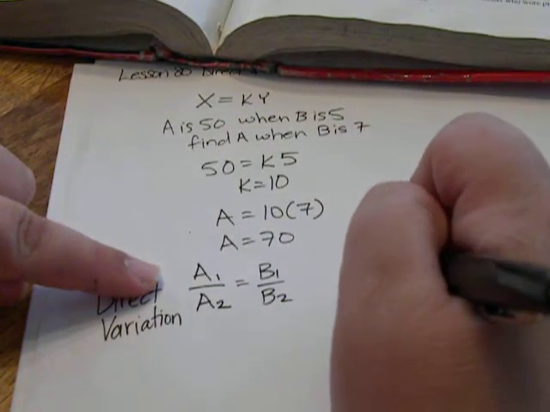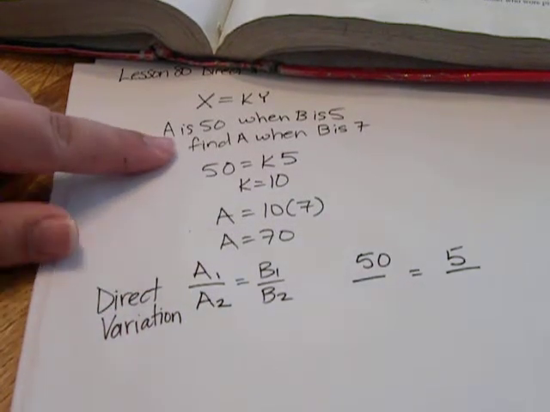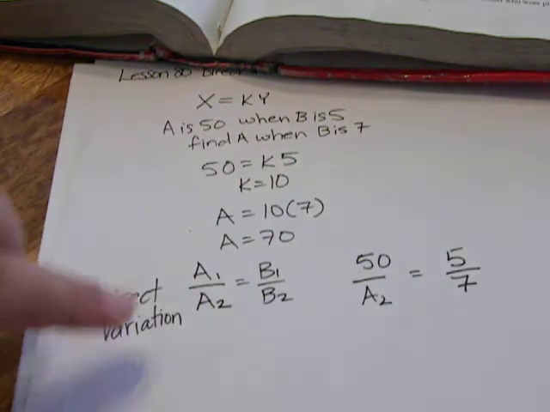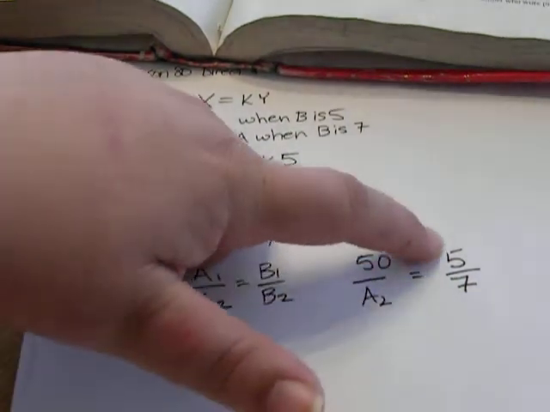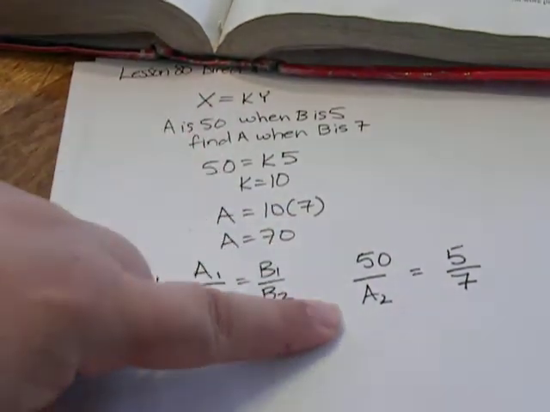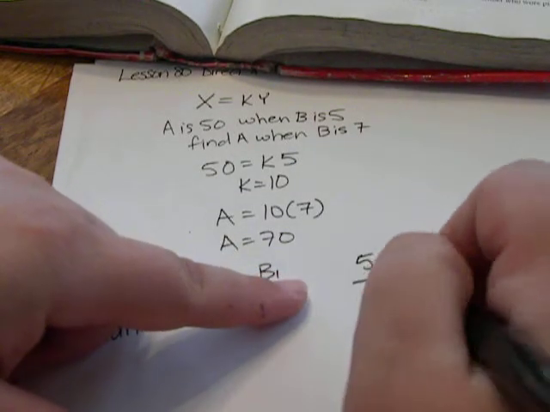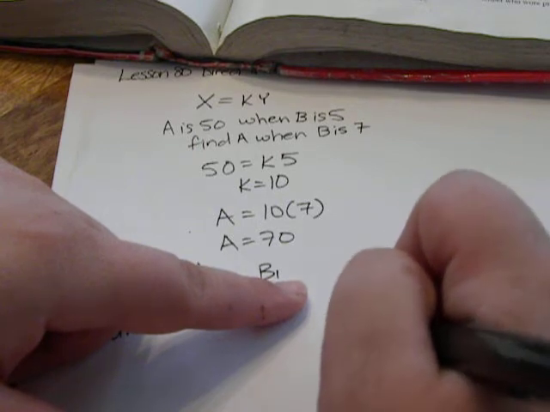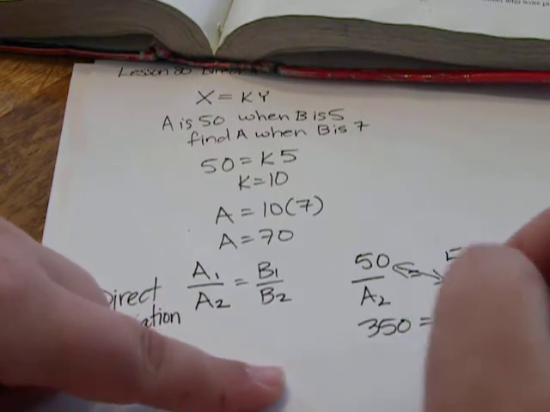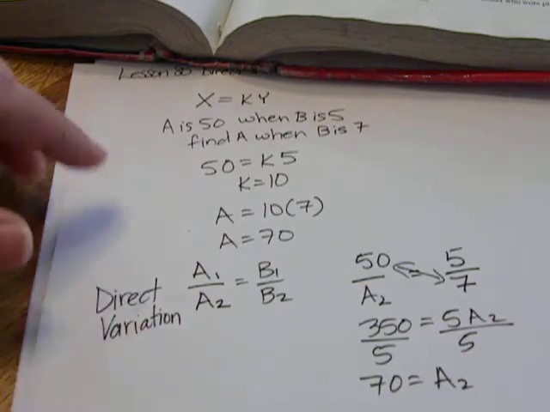So we say 50 and 5. Then we can do our fractions. It says find a, so that's our a sub 2, when b is 7. So 50 is to a sub 2 as 5 is to 7. You can either eyeball it and see 5 is to 7, 50 would be to 70, or you can cross multiply, and 50 times 7 is 350 equals 5 times a2. Divide by 5, and you get 70 is equal to a sub 2.